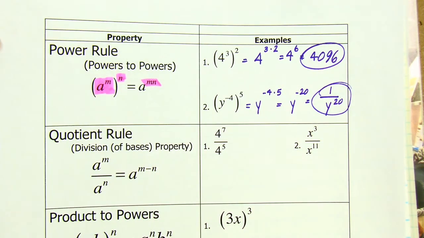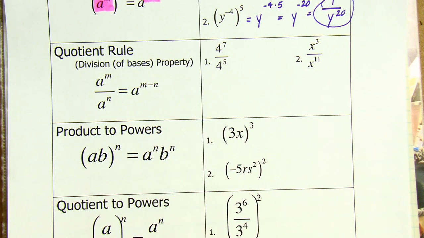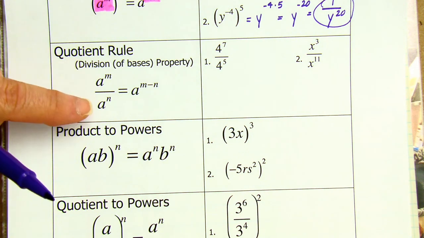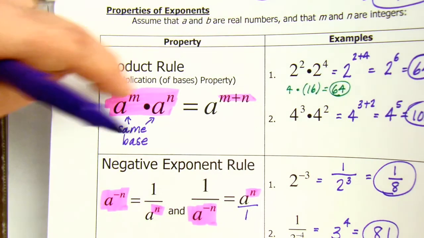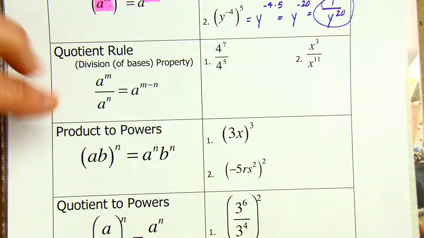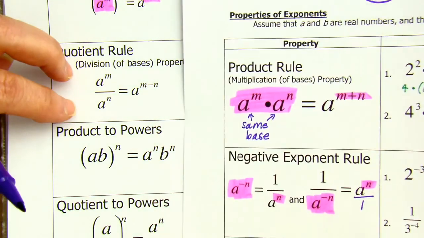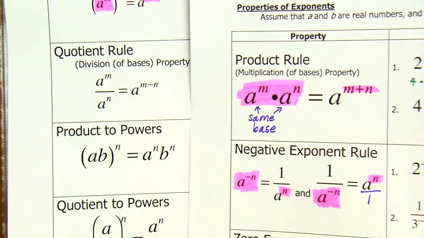All right, our quotient rule. Multiplication and division are inverses, so they sort of have similar powers here. Okay, notice the multiplication is of the same base. So if we compare it, the division here rather is of the same base. If we compare it to the multiplication of same base, here we added the exponents. And since division is the inverse of multiplication, the inverse of adding the exponents would be to subtract the exponents.